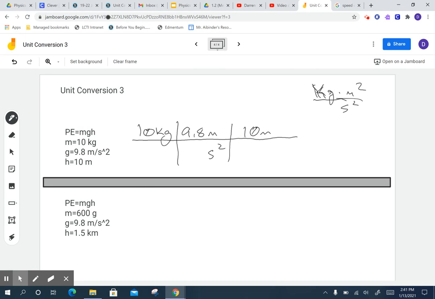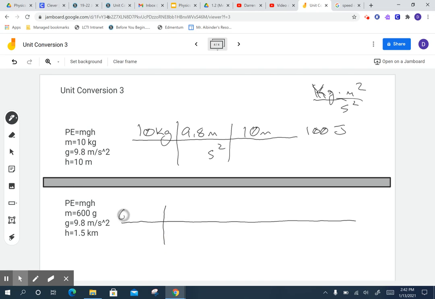So 9.8 times 10 is 98, 980. And actually, since it's only one significant figure here and here, 98 becomes 100 kilograms meters per second squared, so 100 joules. Okay, that's how this works. It creates a derived unit, a joule, a Newton meter. Come down here, and we have a problem, grams and kilometers. Okay, so in the midst of the problem, we've got to change these to what we want.